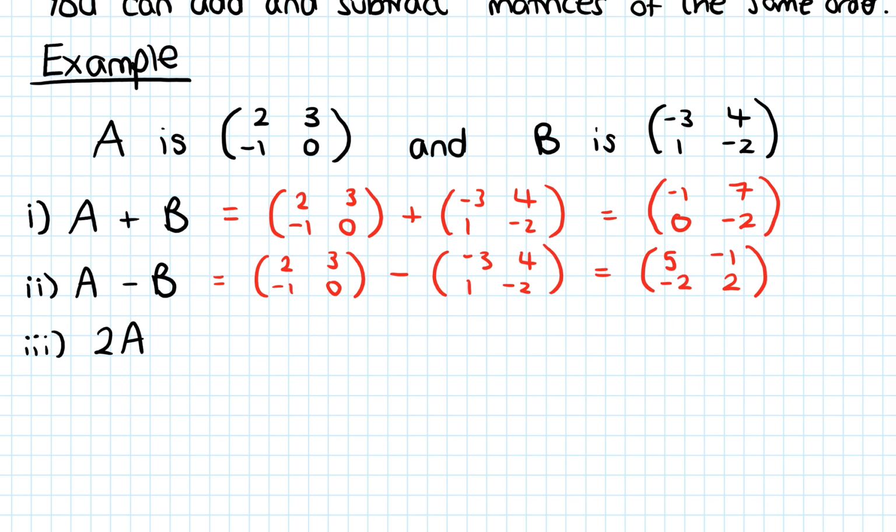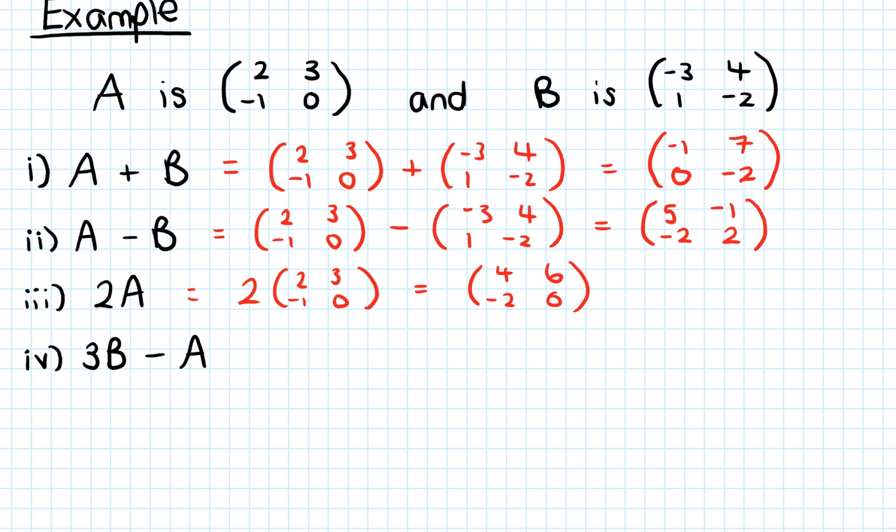Okay, part 3 then. If I wanted to work out what 2A is, again, it's just multiplying it by 2. So it's just 2 times this whole matrix for A. And 2 times each of those would be 4, 6, minus 2, 0.